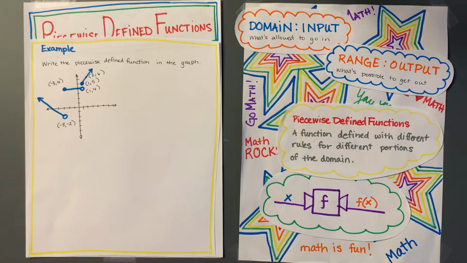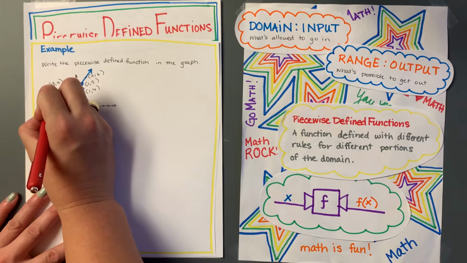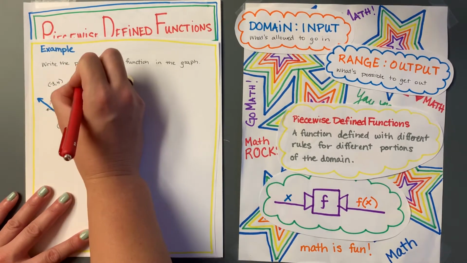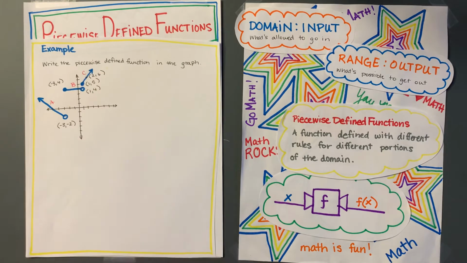So when we are working through this process, the first thing we want to do is identify the domains of our different pieces. So I am actually going to label my three pieces. This piece of my graph is part A, this I'm going to call part B, and this I'm going to call part C. And I'm going to work on these three pieces separately, and then I'm going to put them into my format.